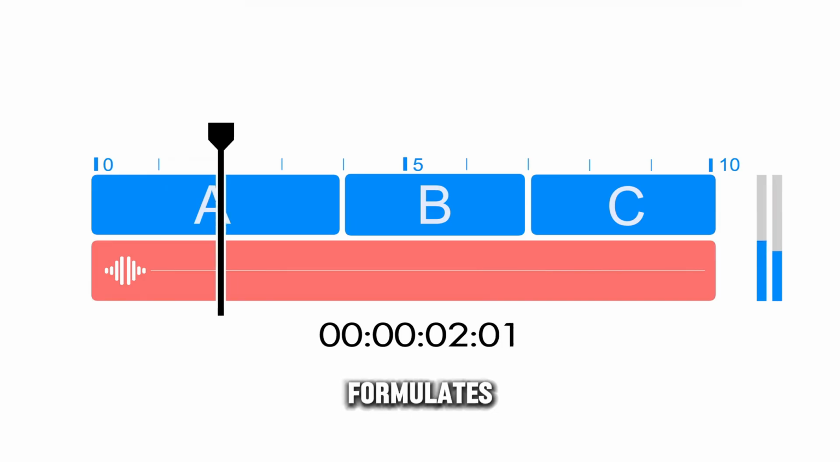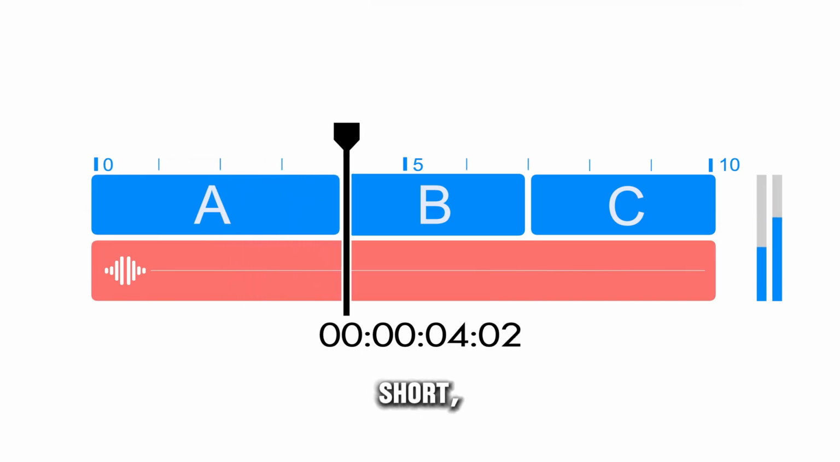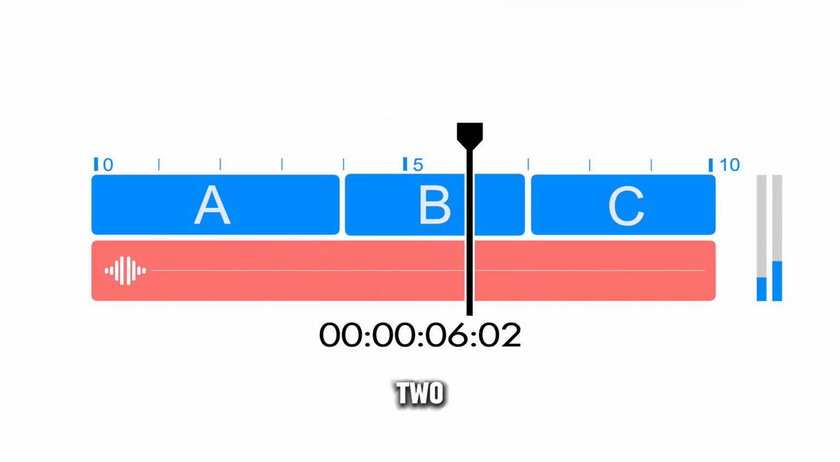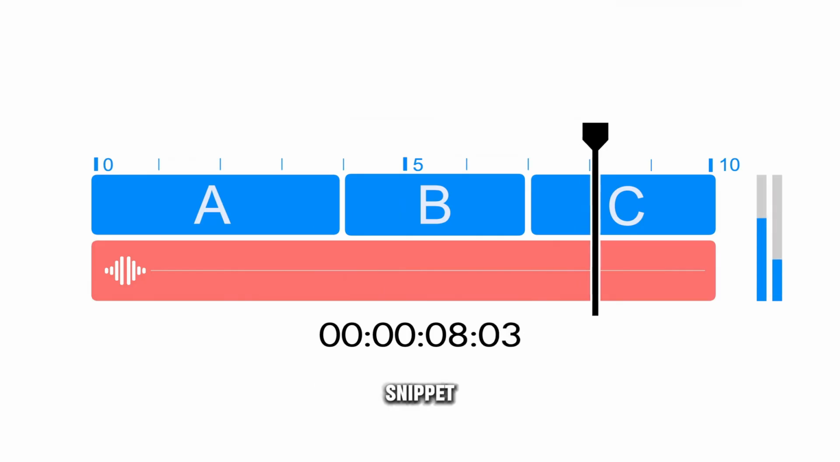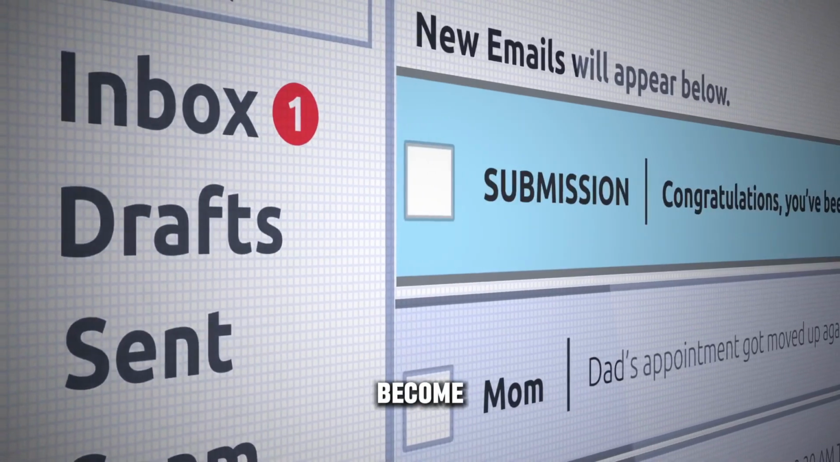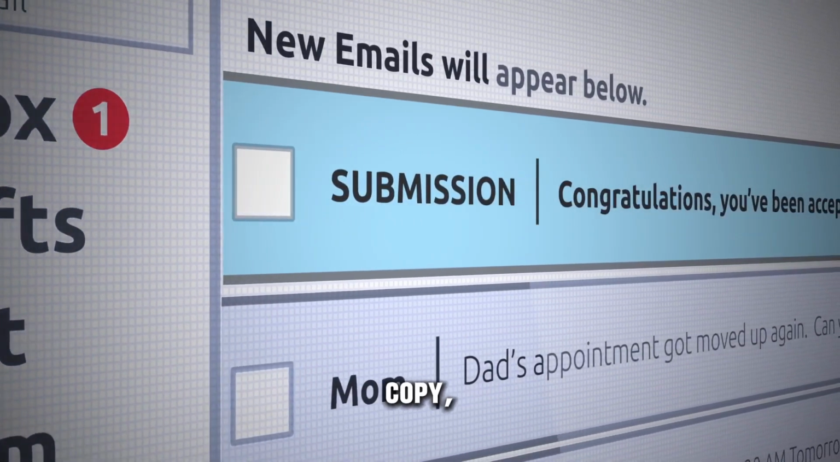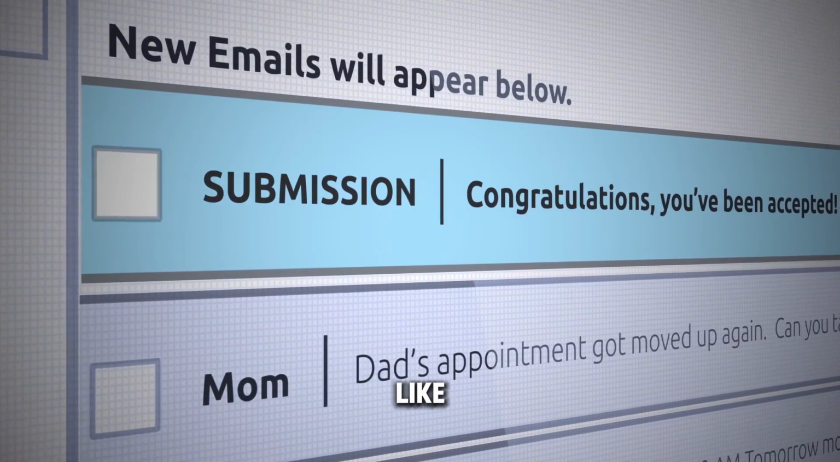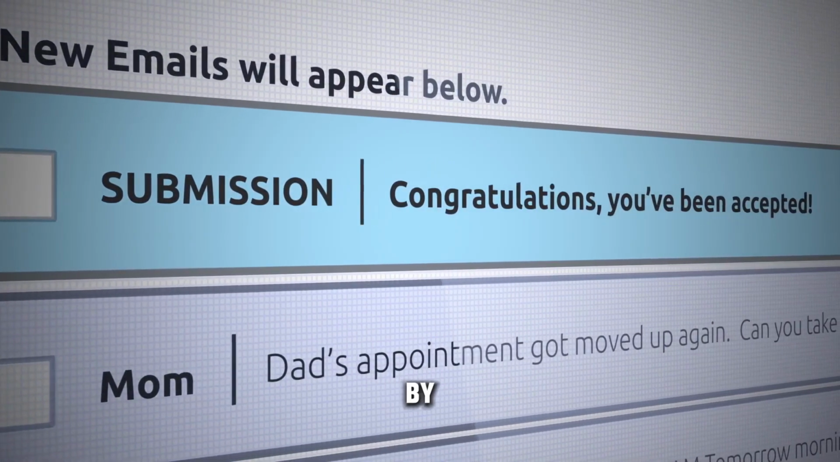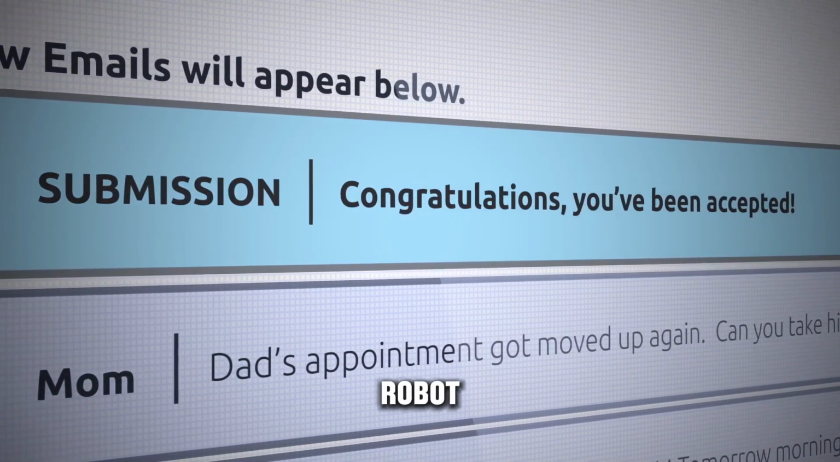The agent then formulates these findings into a short, concise sentence or two, which we call a personalization snippet. This snippet will become the cornerstone of our email copy, making each message feel like it was written one-to-one by a thoughtful human, not a robot.